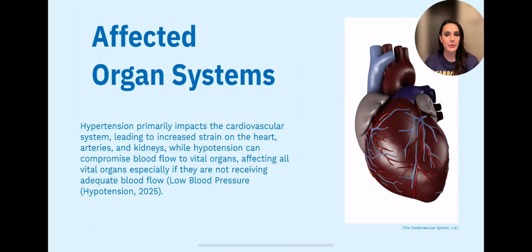So the organ system primarily affected by hypertension is the cardiovascular system. And this is because your heart is having to pump with a lot of force to the arteries, the heart, the kidneys. While hypotension, on the other end, affects a lot of your other vital organs, your brain, your kidneys, everything. And with hypotension, if you don't have an adequate blood supply carrying oxygen, that's when other problems occur, like the dizziness or the fainting spells.